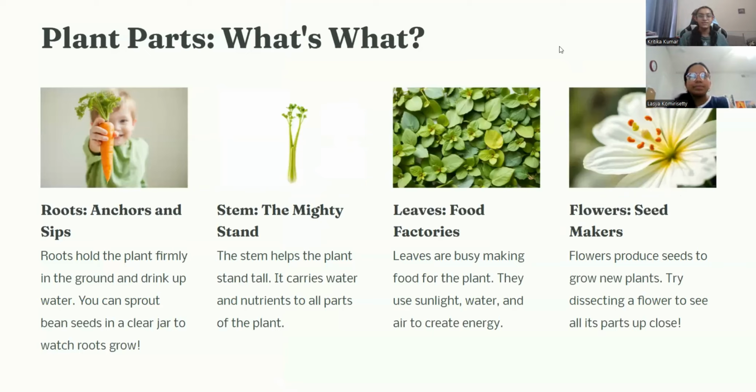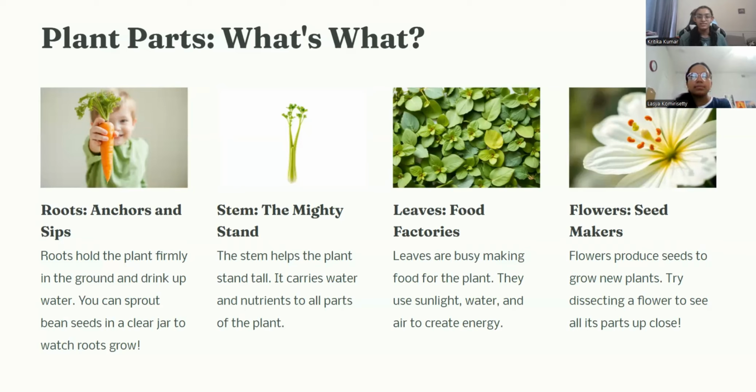Okay, so let's start off with discussing the parts of a plant. So, what are the different parts? They have four distinct parts: roots, stem, leaves, and flowers. Let's go a little more in depth.